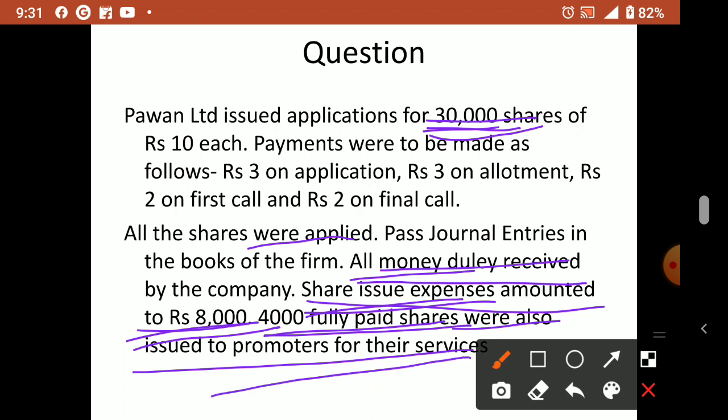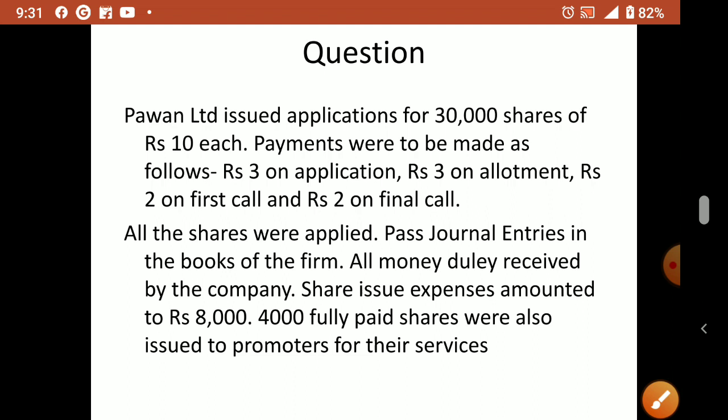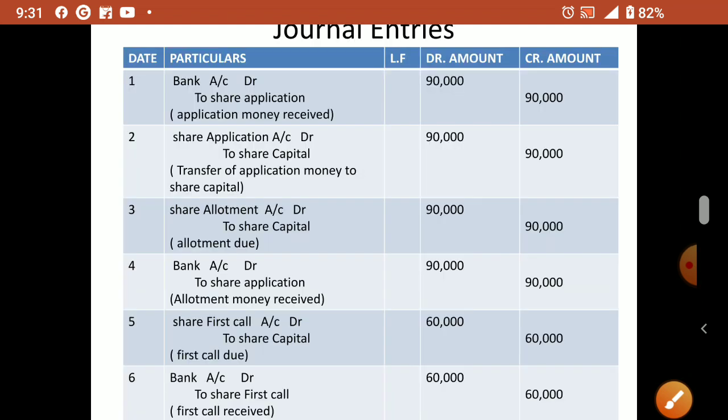You know, promoters are the people who take the initiative in starting a company, who conceive ideas and help people to start the company. So here 4,000 shares were issued to the promoters for their services. The promoters will not pay any cash to the company, but the company is voluntarily giving these shares to the promoters for their service. For that also we have to pass a journal entry. Now we'll go to the answer.